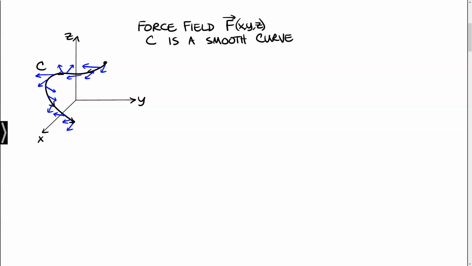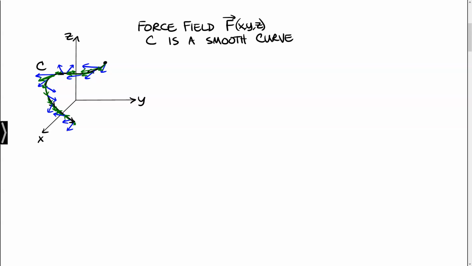So let me, in green, draw what those tangent vectors, or what the tangential components, would look like. Those are the green vectors there that represent the tangential component of the force field along the curve.